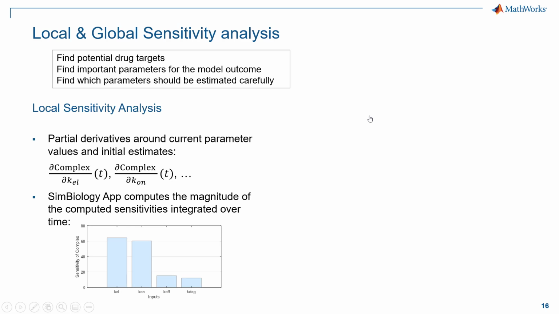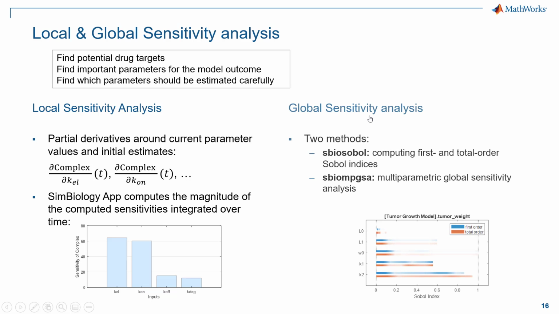SimBiology supports both local sensitivity analysis as well as global sensitivity analysis. For the global sensitivity analysis, we currently support two methods, the Sobol global sensitivity analysis as well as multiparametric global sensitivity analysis. There is a webinar on this topic that you can find on our website, and that goes into much more detail.